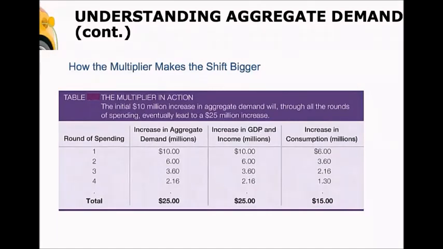Because suppose we spent, instead of 60% on consumption, we spent 80%. Well, then this would be $8 million, this would be $8 million, and this would be $8 million. And then this would be 80% of $8 million. So all of these would be bigger, and all of these would be bigger, and this would be bigger. So we need to understand this relationship between income and consumption.